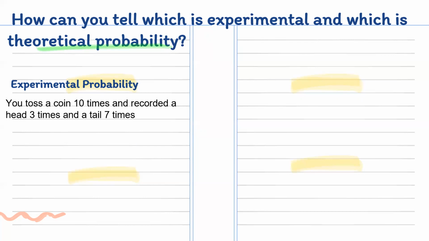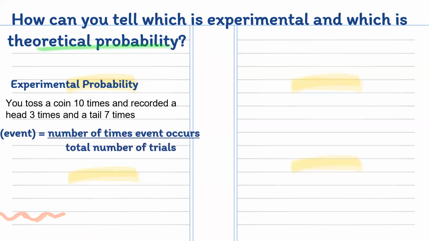What if I ask you, what is the probability of getting a head as the result of the event? Again, our formula is the number of times the event occurs divided by the total number of trials. The number of times the event occurs is 3, because it came out head three times. The total number of trials is 10, because you toss a coin 10 times. So you write here 10. This is the probability of getting a head.